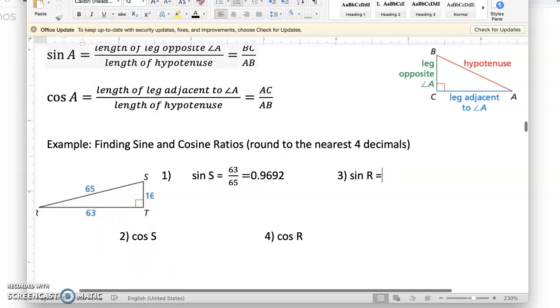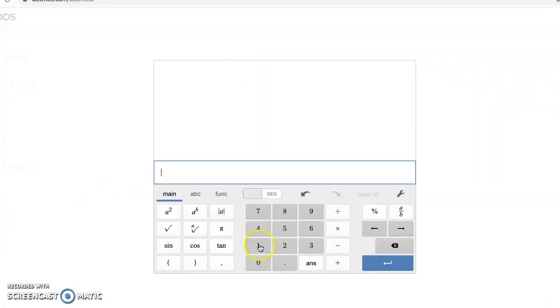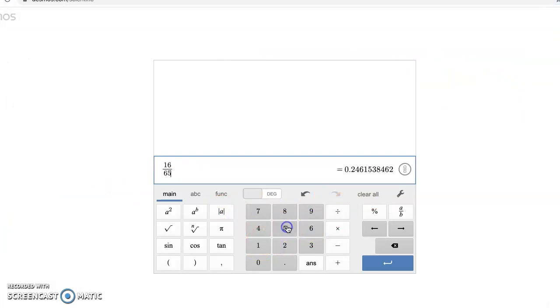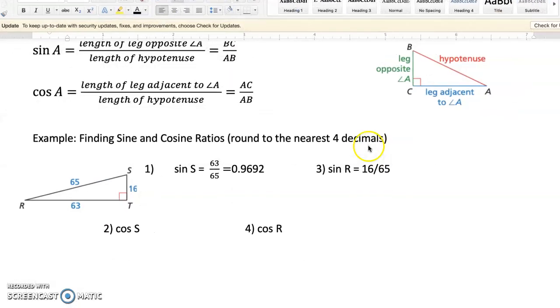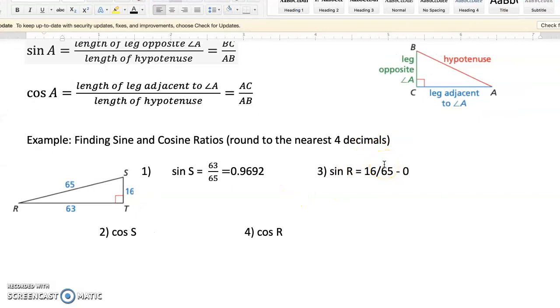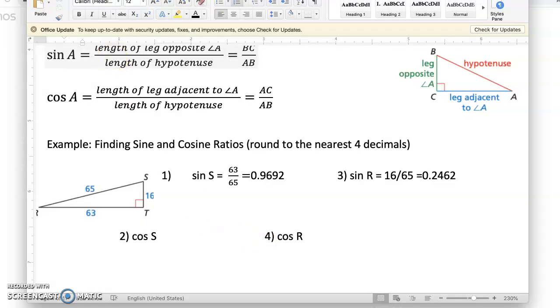Similar idea with the sine of R. We have R to the left. The opposite side of R is 16 over the hypotenuse is 65. And in your calculator, you would type in 16 divided by 65, and we are at about 0.2462. I believe that's what I said. Yeah.